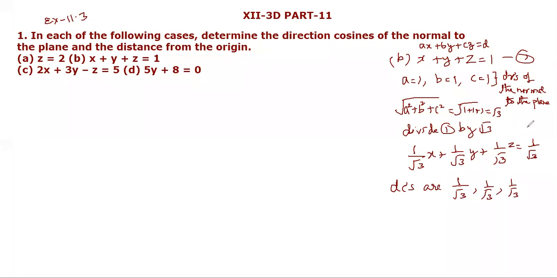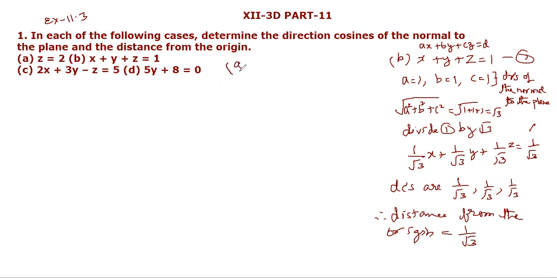And when you convert it into the normal form, this constant will become the distance from the origin. Therefore, the distance from the origin is equal to 1 by root 3. Okay. So like this, we can do all the questions.